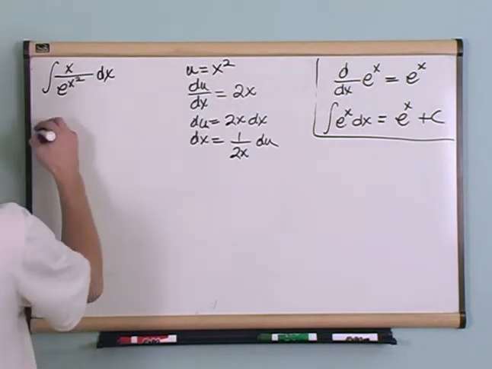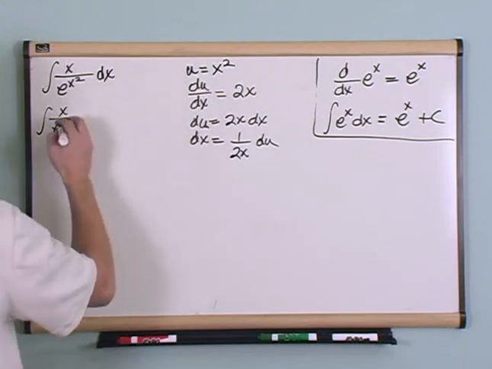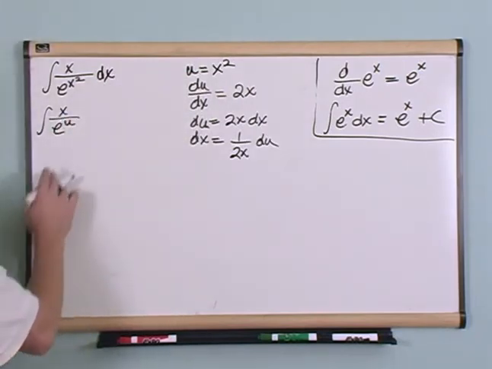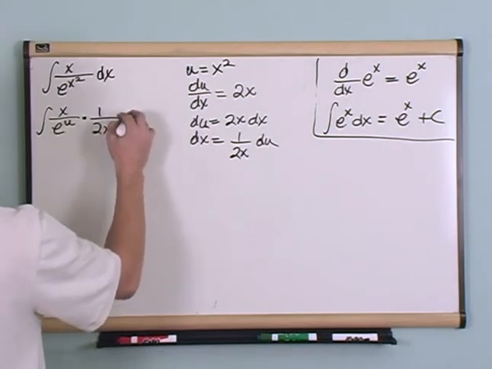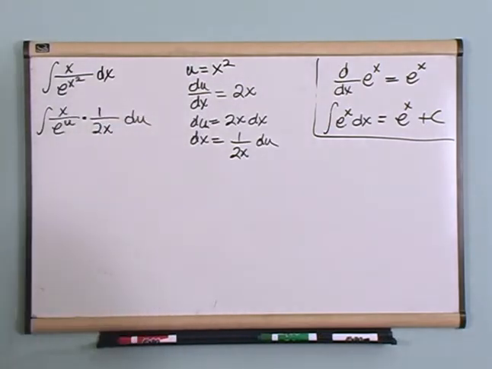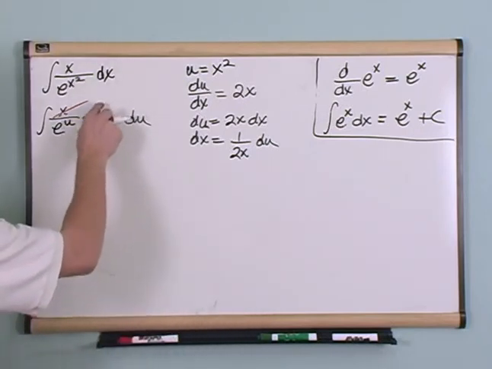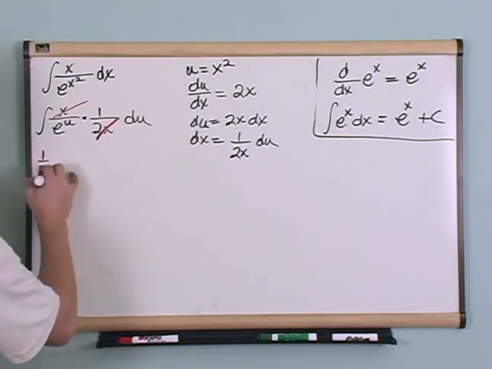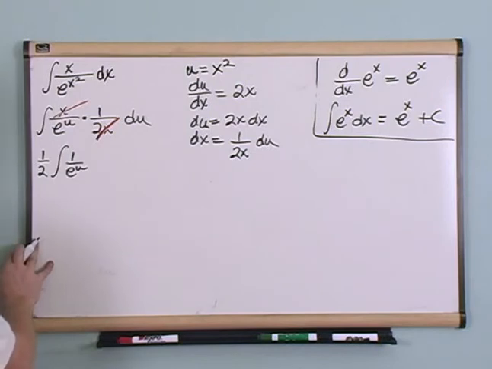Now let's see if this helps us out. Integral of x over e to the x squared, but then u is x squared, so it's going to be e to the u times dx, but dx I've defined as 1 over 2x du. Well, immediately I can see I've done a good deed for the day because this x cancels with that x, and then my integral is going to be without any x at all, which is what I want. This 1/2 I'm going to pull out of the integral, and I'm going to have 1 over e to the u du. Okay?